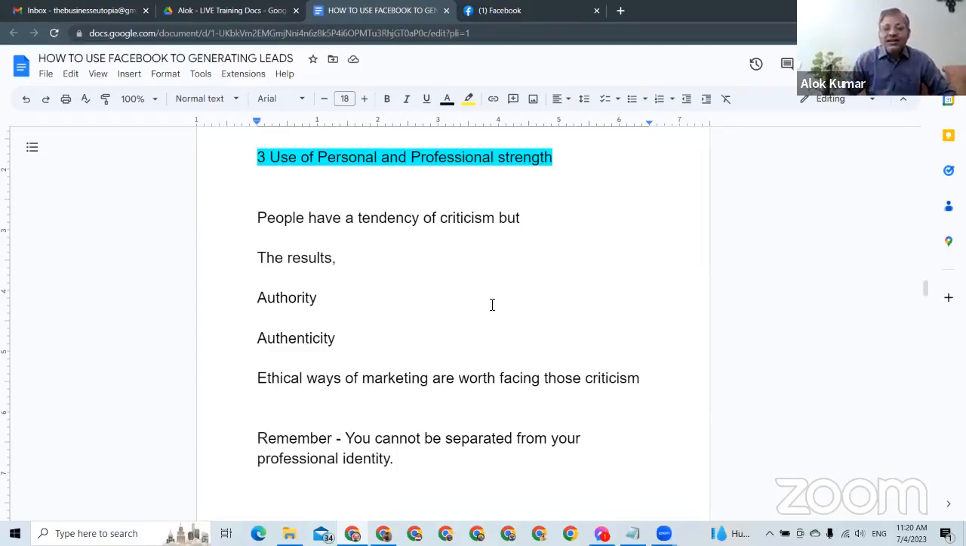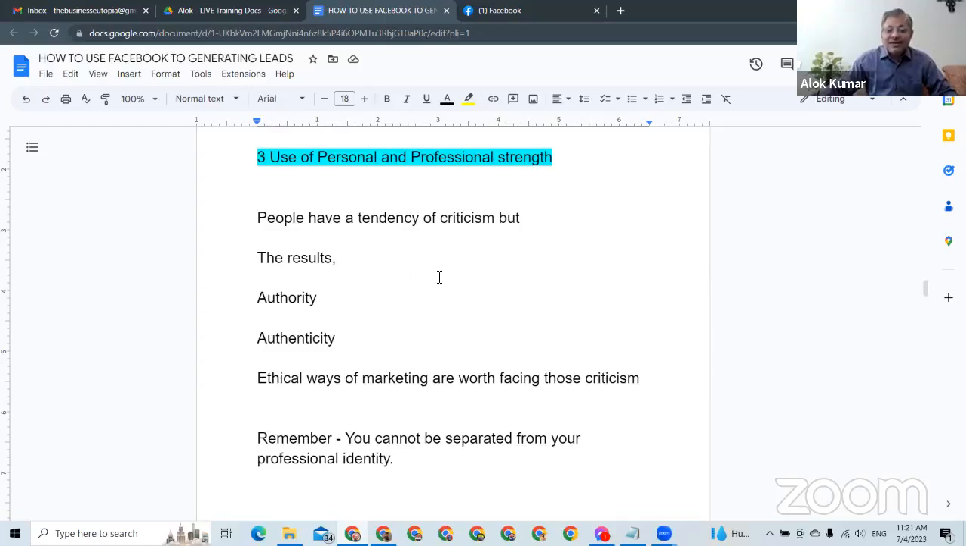So don't get carried away by the tendency of criticism where people say, yeah, this person is very showy or something like that. Because this is a place where you are going to build your authority and authenticity. And by doing ethical ways, right? I'm not going to tell you to do anything unethical to show your results. Because at times people will feel like this person is very showy. This is a show off. But again, marketing is all about showing off. Unless and until people know about you, what you do, how you bring results, who are your customers, how your customers are growing, how they are going to get attracted.